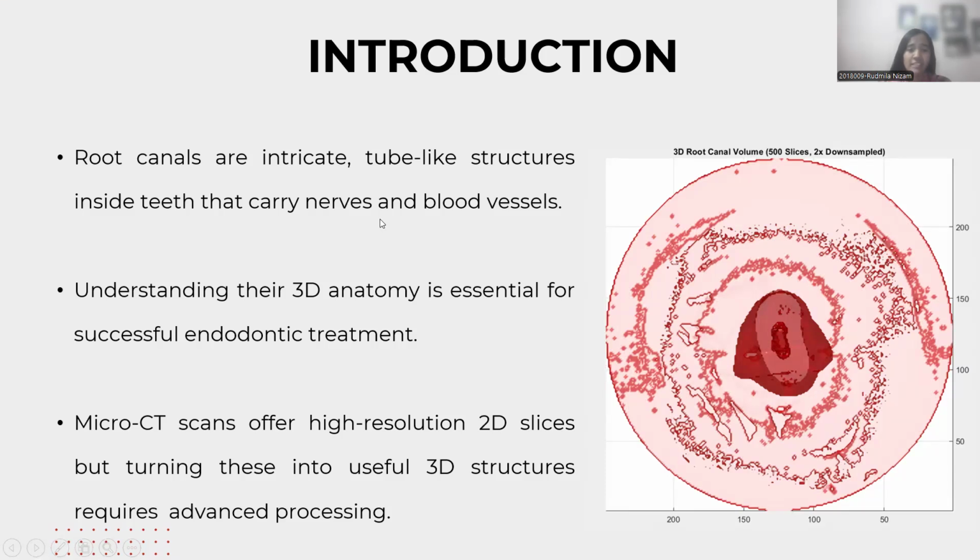If a dentist needs to treat a damaged tooth, they must know exactly how those passages twist and branch. Micro-CT scanners can take incredibly sharp slice-by-slice pictures of the tooth, like looking at hundreds of very thin cross-sections. But dentists don't need slices, they need the big picture. The challenge is turning those flat slices into an accurate, usable 3D model.